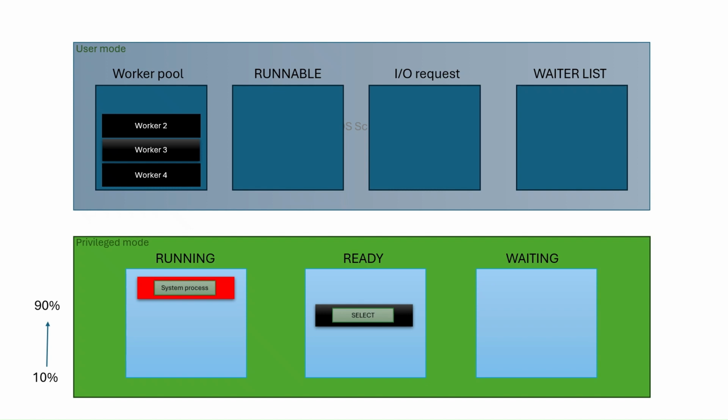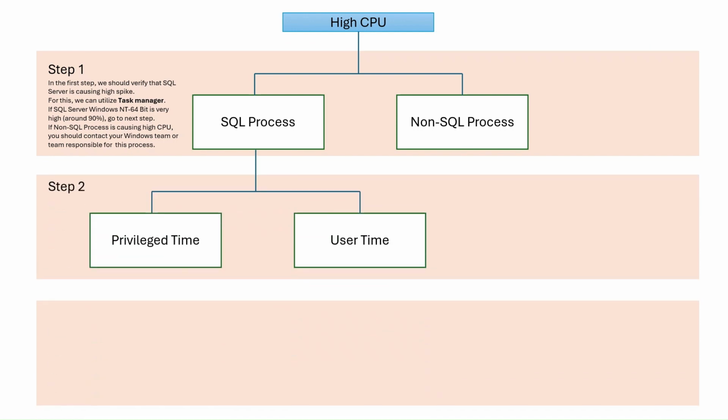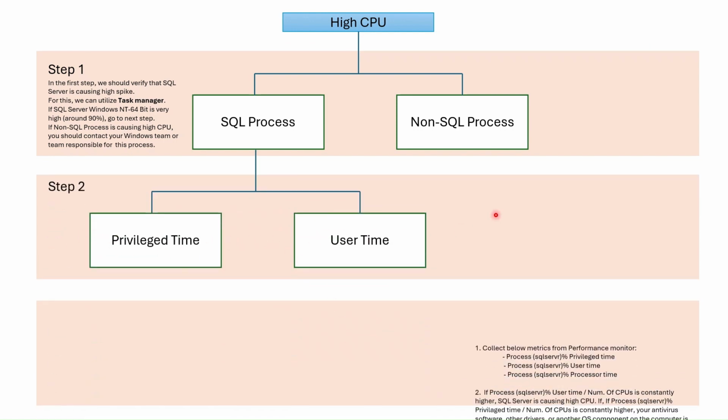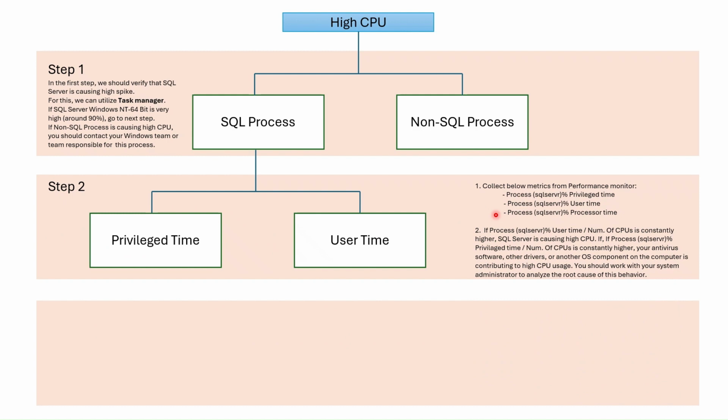If you find the SQL Server process is causing the spike, we should switch to the next step where we check kernel time, privileged time, and user time. In this step, you should collect metrics from Performance Monitor like process privileged time, process SQL Server user time, and process SQL Server processor time.